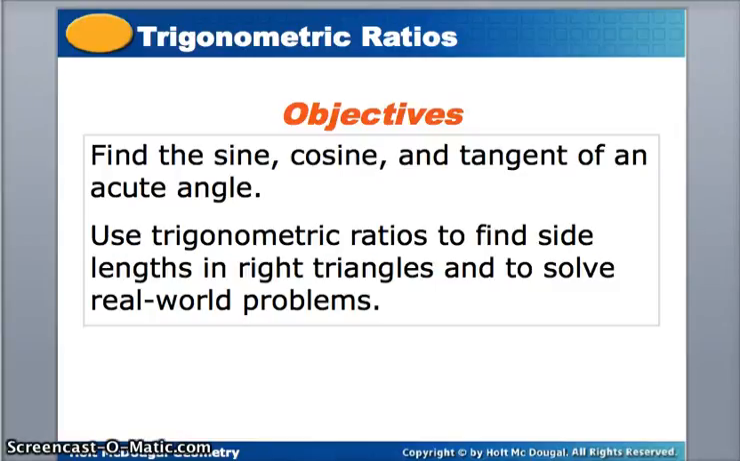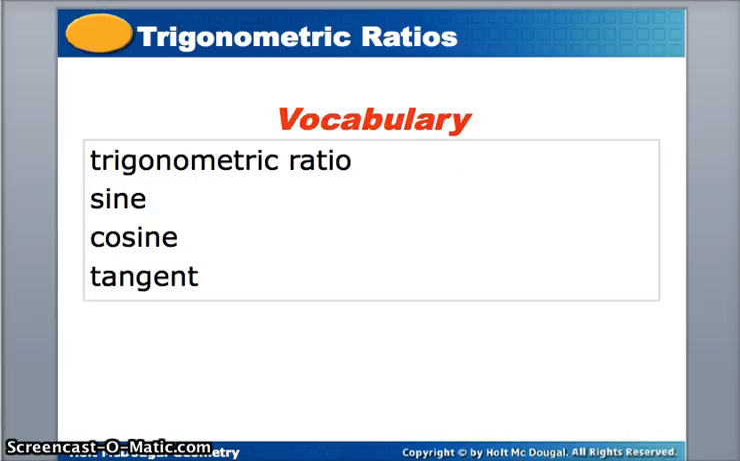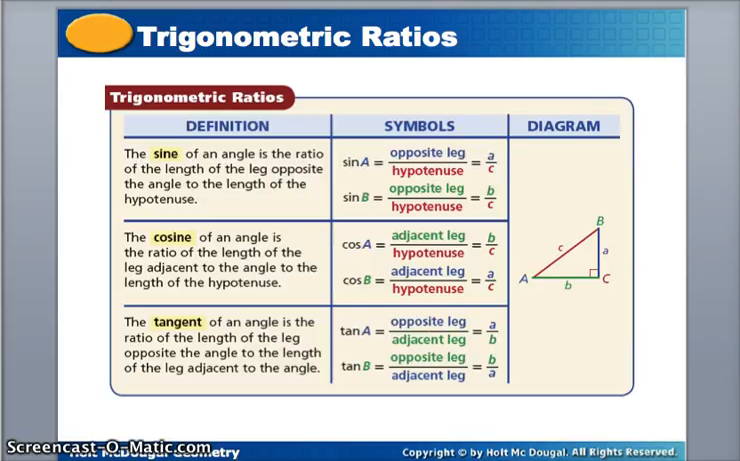Alright everybody, so today we're starting on chapter 10, and the first section is about trigonometric ratios. Our objectives are to find the sine, cosine, and tangent of an acute angle, and then use trigonometric ratios to find side lengths in right triangles and to solve real-world problems. So our vocabulary for the day is trigonometric ratio, sine, cosine, and tangent.